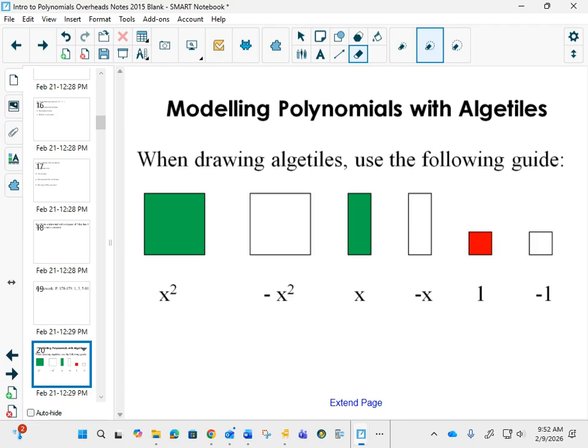And for those of you that really love math, the reason they chose this shape is they said, if we make a shape that's X on this side and X on this side, the area of this shape is X squared. So algebra tiles are based on area. But anyways, what you're going to remember is big squares are X squareds.